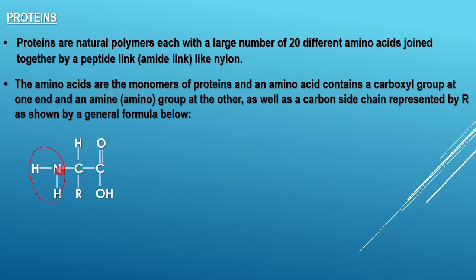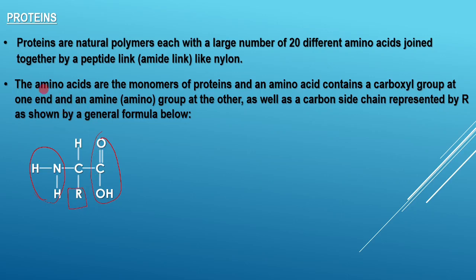This is an amine group, okay. Then on the other end, it will have this one here. This is a carboxyl group, the COOH. Then it will also have a side chain of carbon, a carbon chain here. So this side will contain a carbon chain, which is now represented by just R.